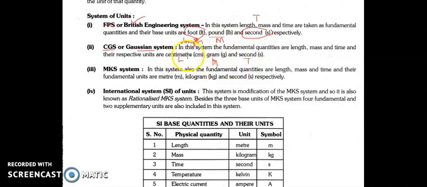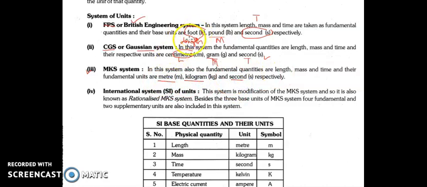As you can clearly see in these two units, that is FPS units and CGS units, we have only three fundamental quantities, that is length, mass and time. So these are the units in which length, mass and time are measured. Next unit is MKS system. In this system also the fundamental quantities are length, mass and time, and units would be meter, kilogram and second.